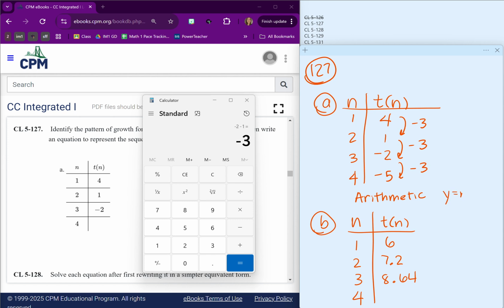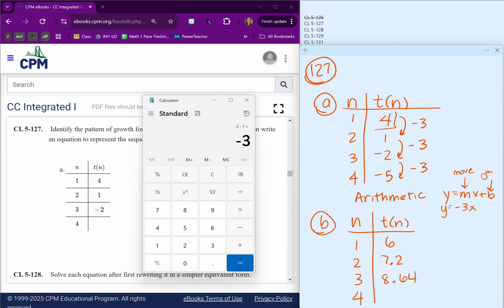Arithmetic patterns follow the pattern y equals mx plus b when writing an equation. And so for this, we need an m, which in this case, we're moving by -3. And then we need a b. This is your move or change. And this is your 0th term. Okay, so it's where you start.